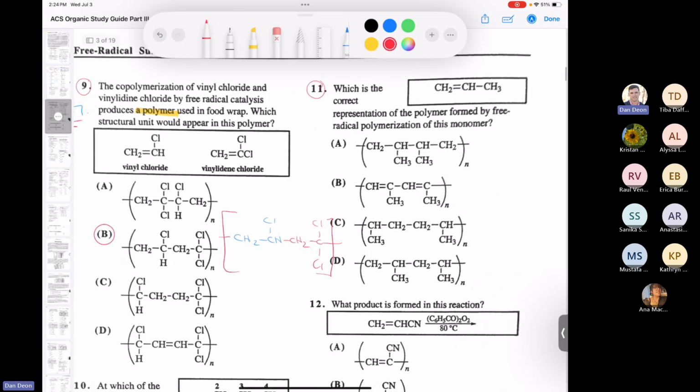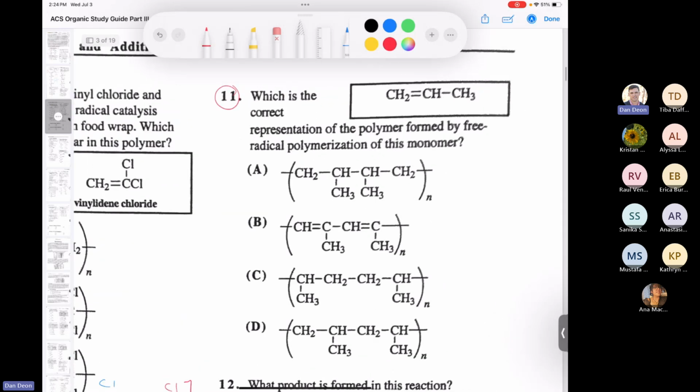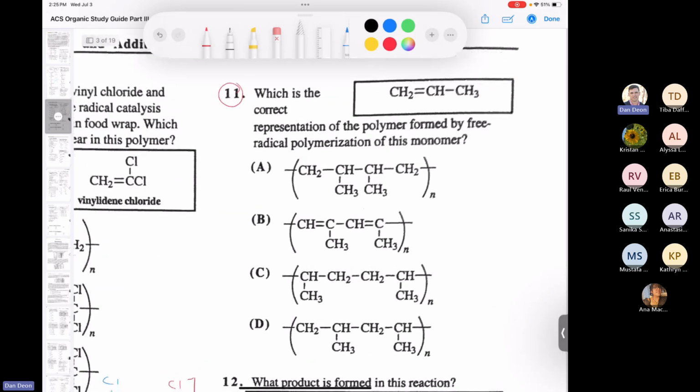I kind of doodled on this part here, which I'm going to need. So I'm just going to move this out of the way a little bit down here because we want to cover question 11. It says, which is the correct representation of the polymer formed by the free radical polymerization of this monomer?